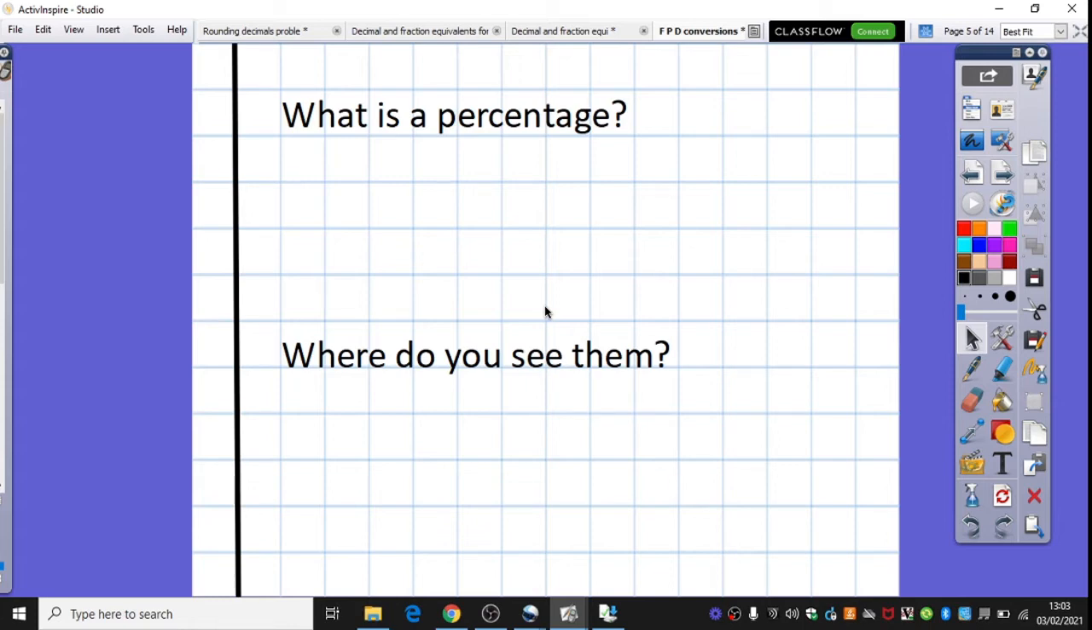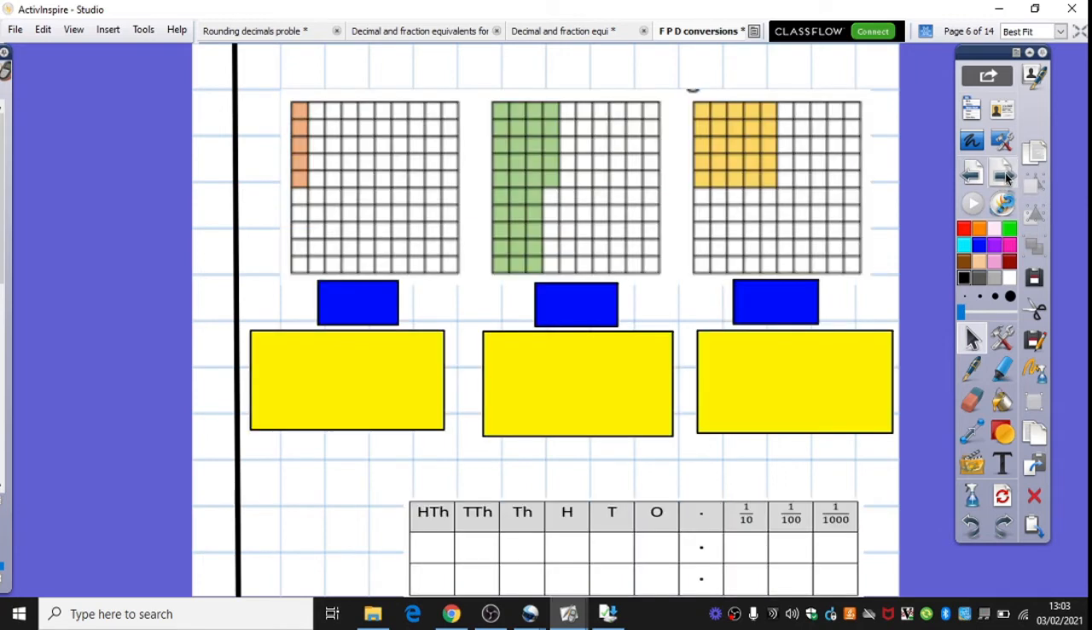So we tend to see percentages sometimes in shops as well. They reduce their prices sometimes by a certain percentage, and the whole percent is always out of 100. The whole amount is out of 100.